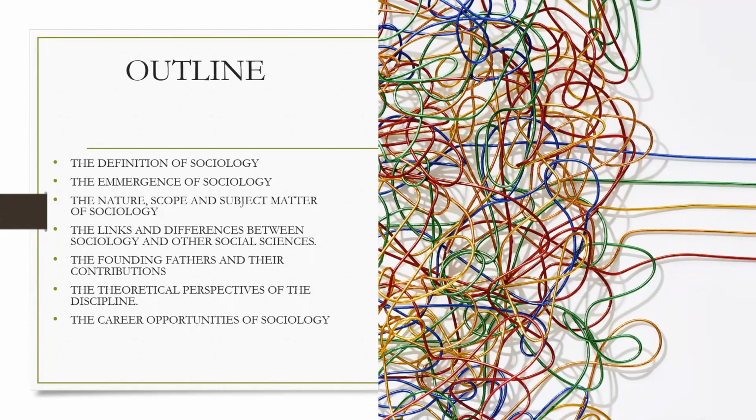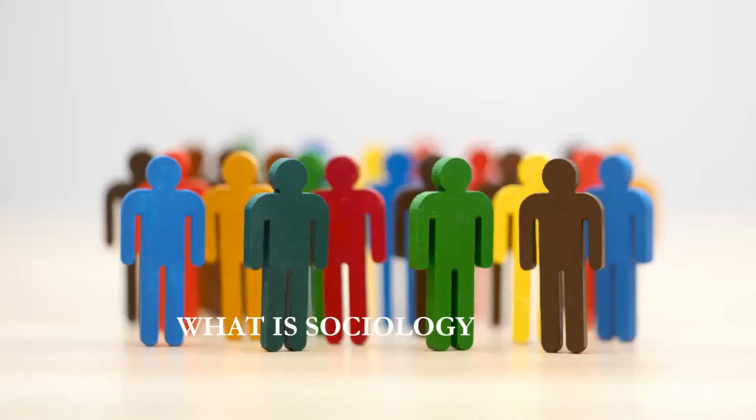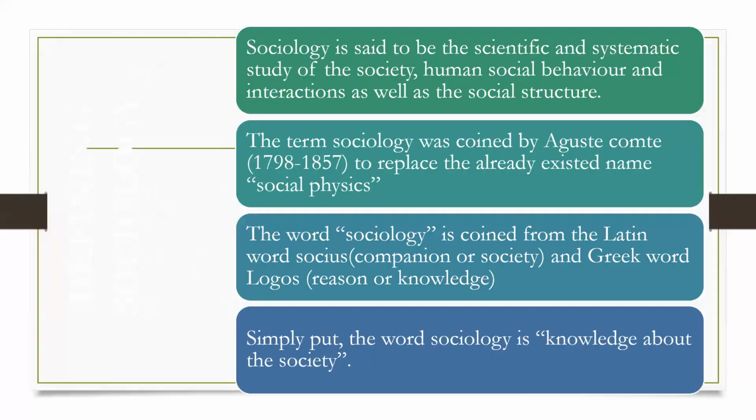So first of all, what is sociology? When we talk about sociology, we are talking about the scientific and systematic study of society, human social behavior and interactions, as well as the social structure. So sociology is, number one, a scientific study. It is scientific and systematic because sociologists adapt some of the approaches of the natural sciences, using systematic scientific methods in their study of society.